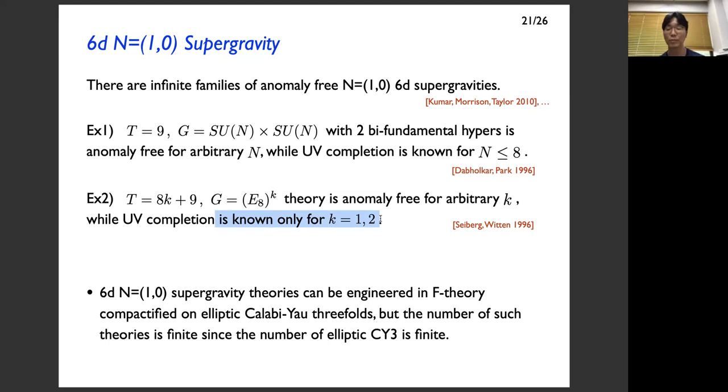And N=(1,0) supergravity theories can be engineered in F-theory, compactified on an elliptic Calabi-Yau threefold. But the number of such theories is finite because it's proven that the number of elliptic Calabi-Yau threefolds is finite. So not only these two infinite classes, but if there are more infinite classes in six dimensions, then it will again violate the string Landscape principle. But we'll study, for example, these two infinite classes by using string probes, and basically we'll kill almost all these theories and show that there is still a chance for the string Landscape principle. Again, we'll use the BPS strings.